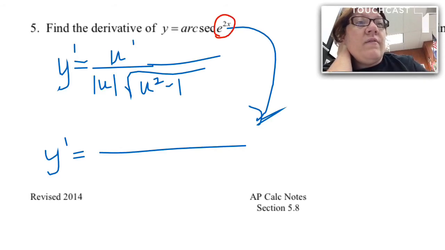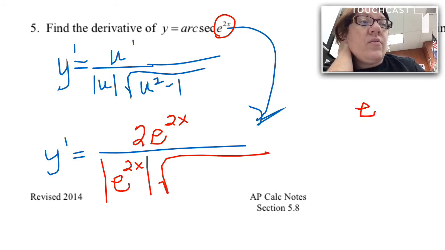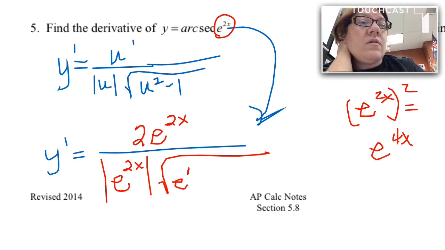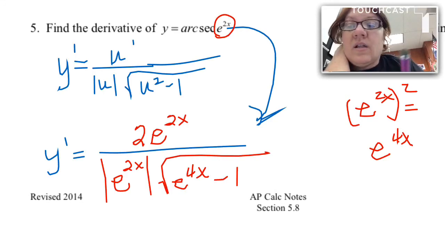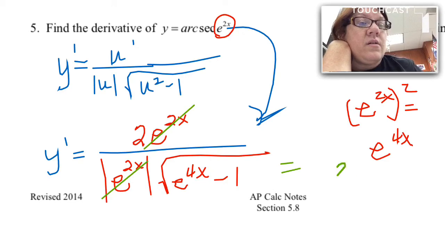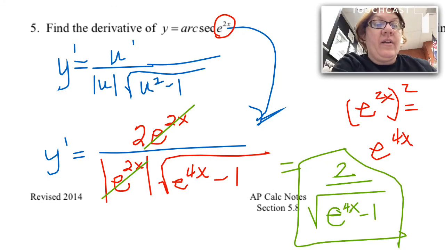So if I want the derivative of it on top, it's going to be 2e to the 2x. And on bottom, I'll have the original problem in the absolute value. And then when I square it, so e to the 2x squared is e to the 4x minus 1. And doesn't look like I can simplify that. Actually, just kidding. I can, actually. Did you notice? And there's my final answer.